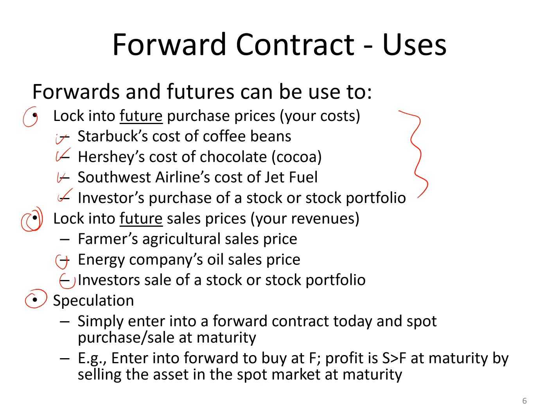However, there's another class of people that use forward contracts, and those are speculators. You could simply enter into a forward contract today and then a spot purchase or sale at maturity to try to earn profit. For example, you could enter into a forward contract to buy some commodity at some price F, the specified forward price, and you will profit if at maturity the spot price is above the forward price. And if that's true, you'll use the forward contract. You're required to buy at F, and then you'll sell the asset into the spot market and earn profit again if S is greater than F. The spot price is greater than that forward price at maturity.